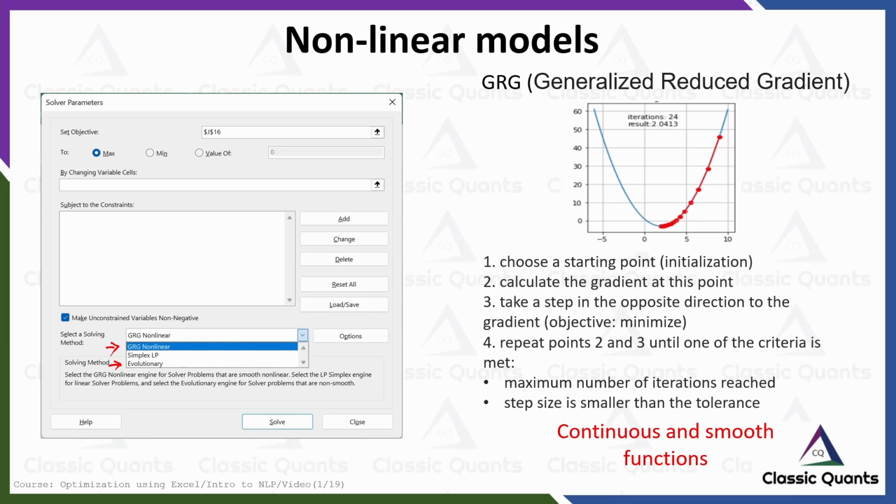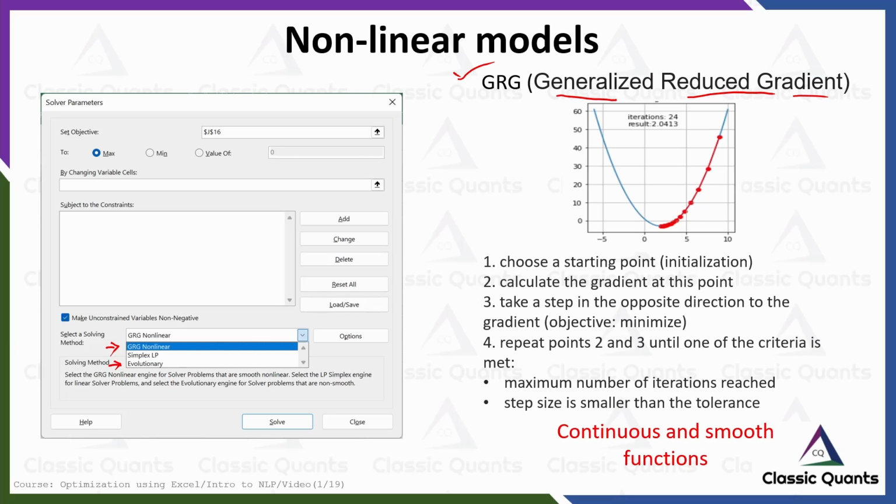The GRG solver is the most commonly used solver, and it was used until the Excel 2010 version. The previous version, I think, was Excel 2007, and up to that we had only the GRG solver in Excel. It stands for Generalized Reduced Gradient. The full form is Generalized Reduced Gradient.